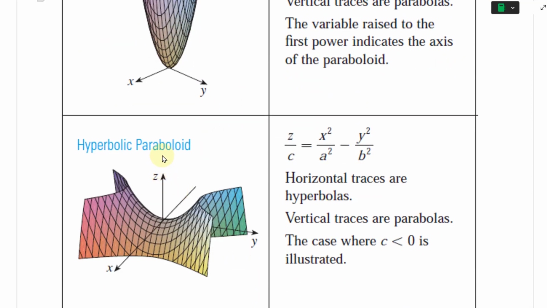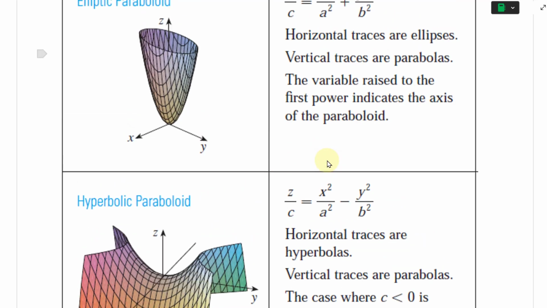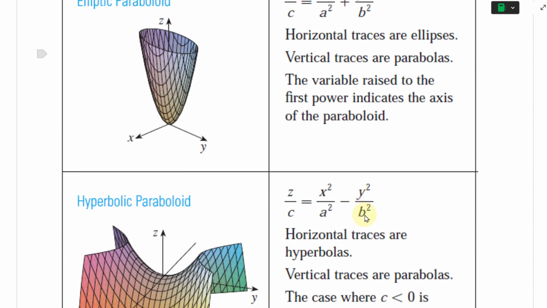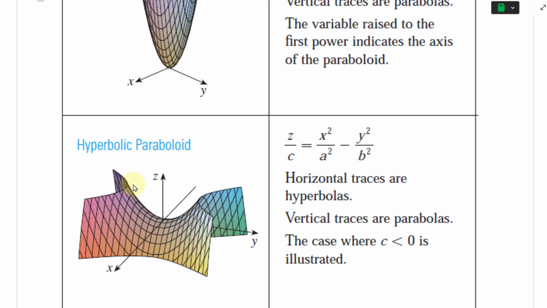Going to the hyperbolic paraboloid, it's that saddle one right there. It looks like that. There are all the traces on it. So again, this is how 3D drawing is usually made. So z over c equals x squared over a squared minus y squared over b squared. This one's a plus, this one's a minus. And the horizontal traces are hyperbolas.